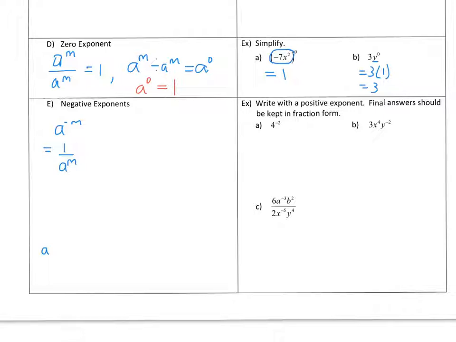If I had a to the 5 divided by a to the 7, if I use my exponent rule, that gives me a to the negative 2. Okay, so 5 take away 7 gives an exponent of negative 2. I could also look at this as a to the 5 equals a to the 5 divided by a to the 5 times a to the 2.